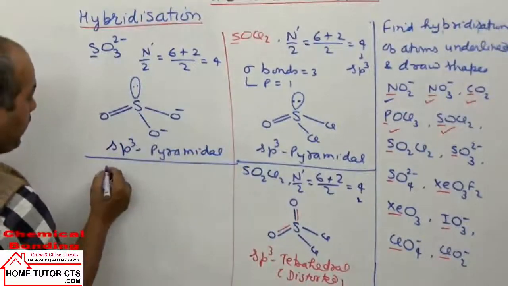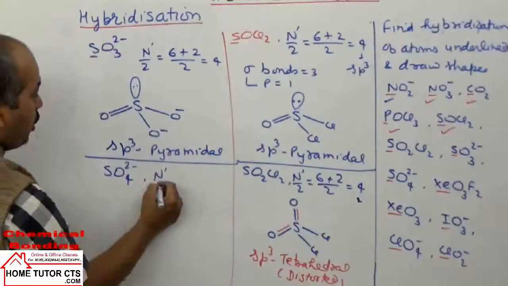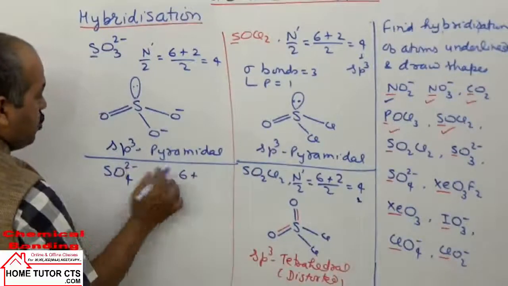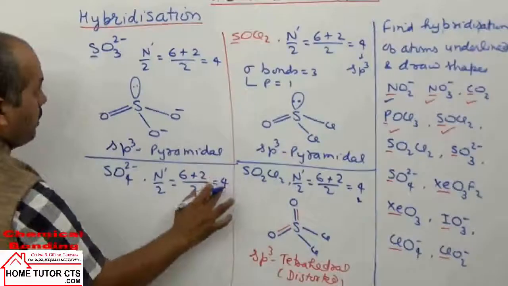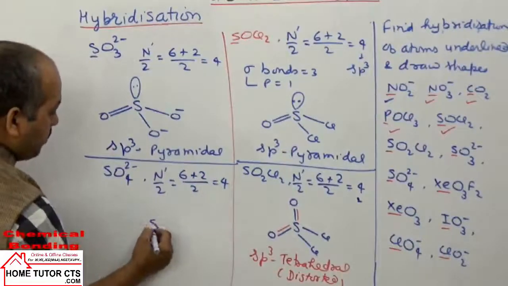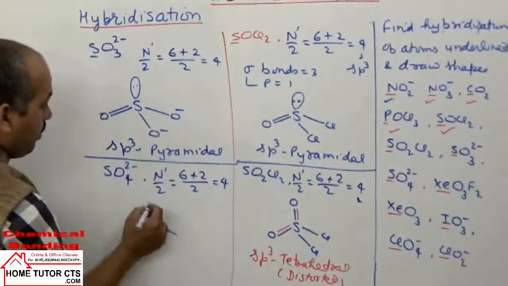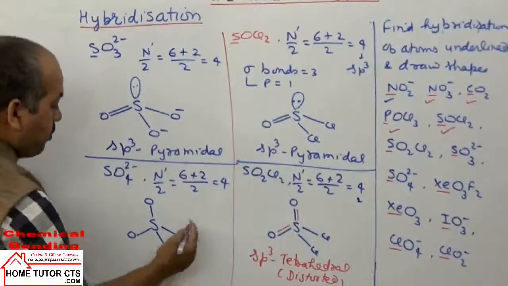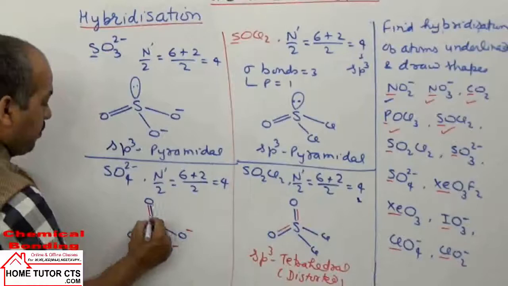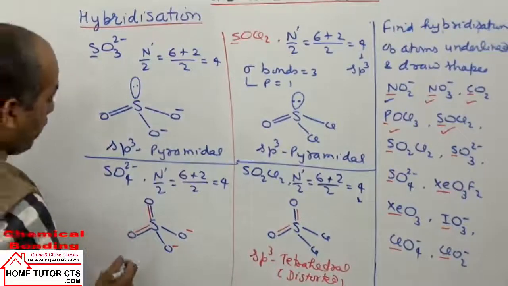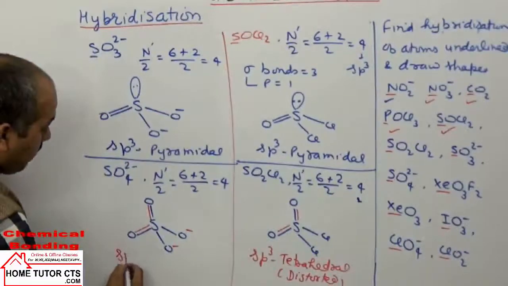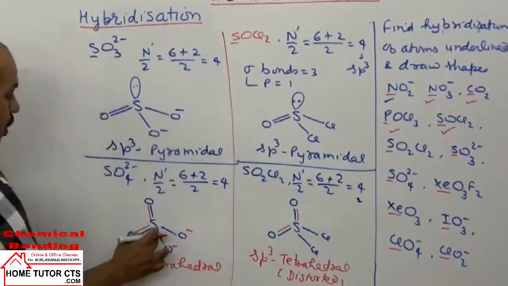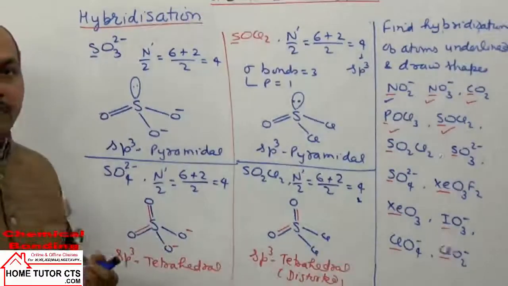Now next can be taken sulfate. Value taken of N-2 is again 4 here. Sulfur has 6 electrons, plus charge by 2, 4 means it has hybridization sp3. Now all 4 are sigma bonds, no lone pair. Charge is -2, so 2 of the oxygen atoms will have a minus charge each, and then the 2 remaining will have double bonds. In this case hybridization is sp3, geometry tetrahedral. In this case all the bond angles and bond lengths will be identical because of resonance.